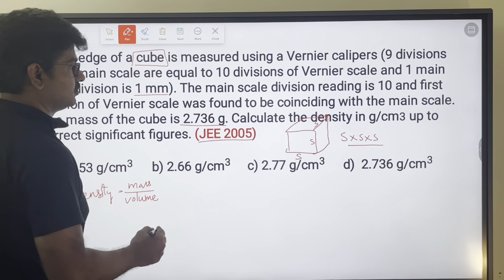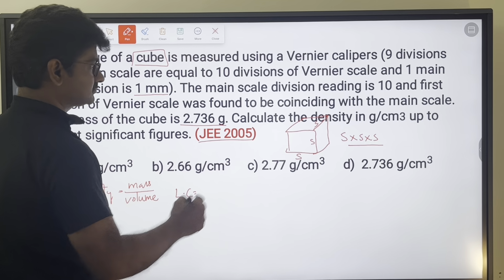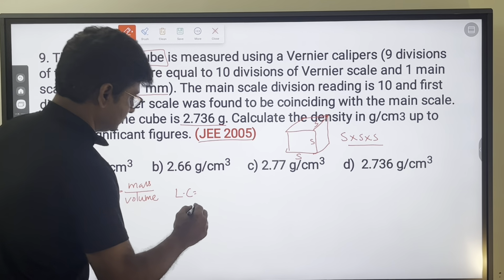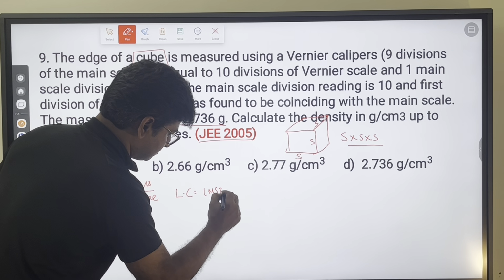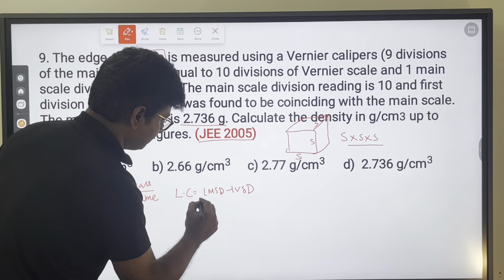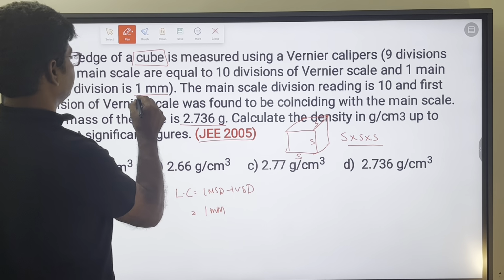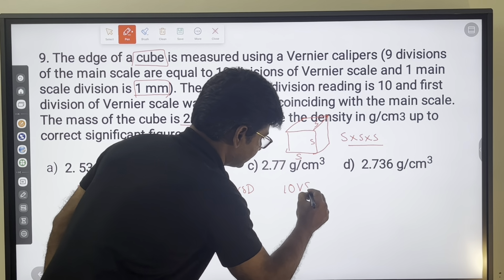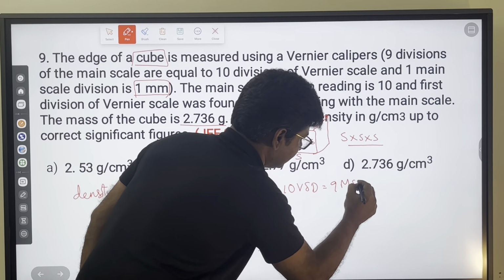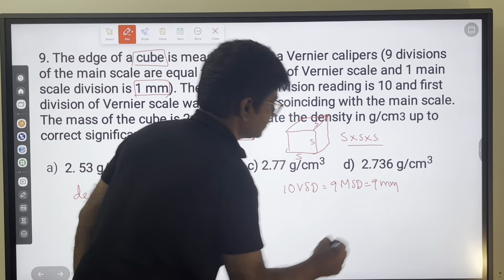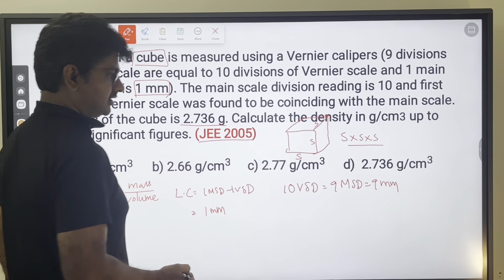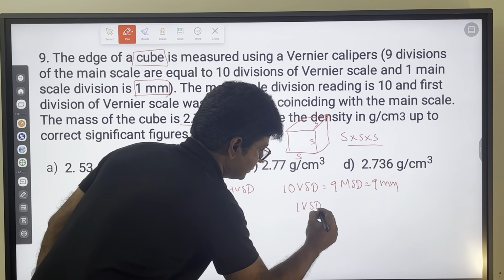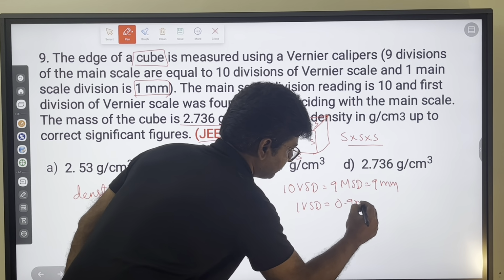So first we have to find the least count. Very simple. 9 MSD is equal to 10 VSD and 1 MSD is equal to 1 mm. So least count is equal to 1 MSD minus 1 VSD. 1 MSD means 1 mm. How to find the VSD? 10 vernier scale divisions are equal to 9 main scale divisions, that is 9 mm. That 9 mm is divided into 10 vernier scale divisions. Therefore, 1 vernier scale division is equal to 0.9 mm.